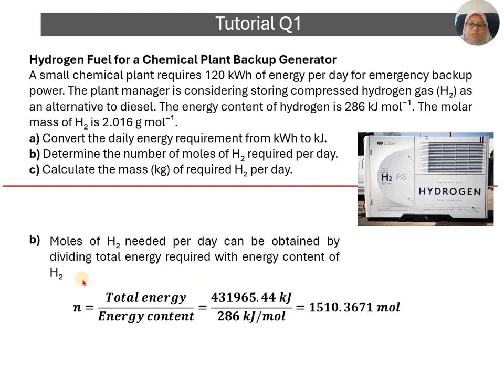If you divide the total energy, the value that you obtain in A in kilojoule, with the energy content, the unit of kilojoule cancels out, and the remaining unit is in terms of mole. That's why in order to get the number of moles, we use total energy divided by energy content. So when you divide the values, you should get 1510 moles of hydrogen gas.